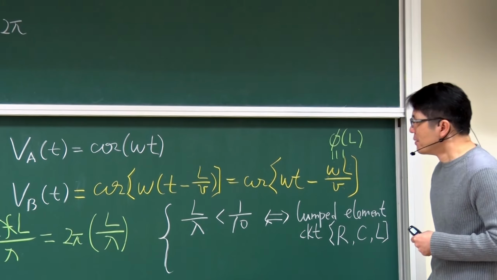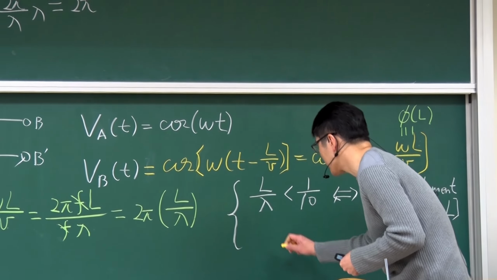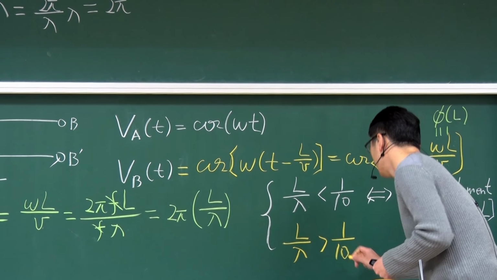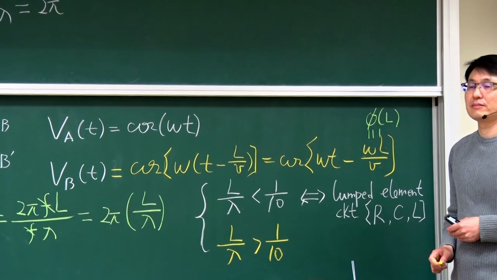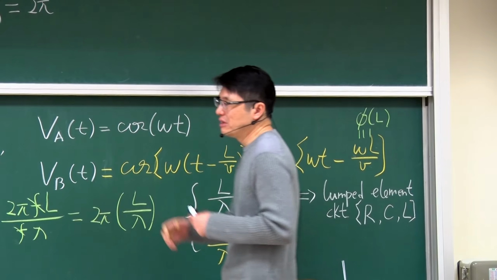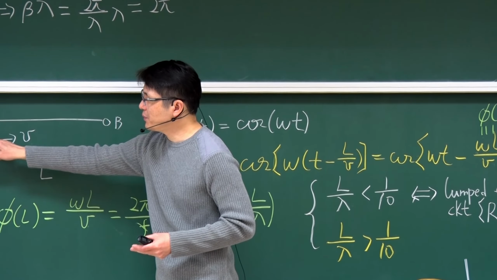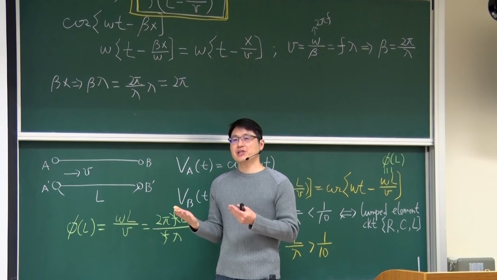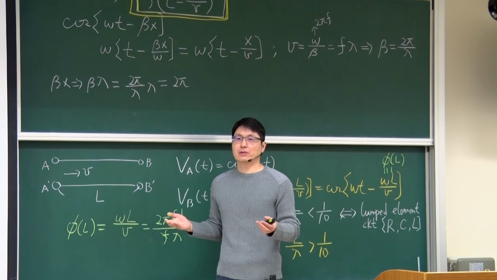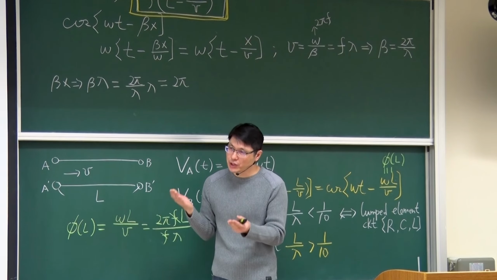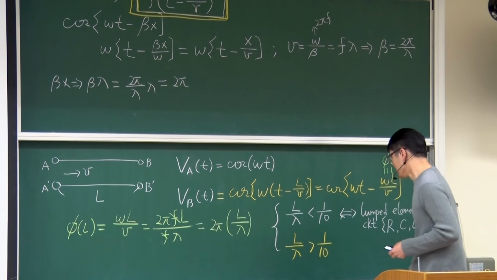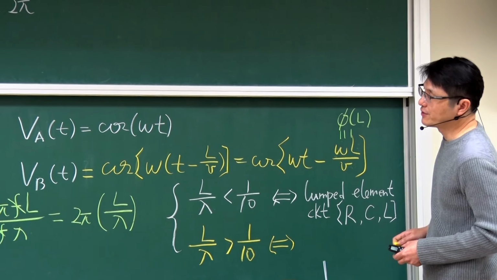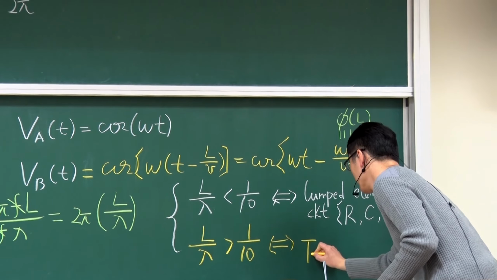Okay? But on the other hand, for the second situation, L divided by lambda is greater than 1 over 10. Then you have to worry, because it might be some case at a certain time you're sending in the maximum voltage, but after propagation, the phase accumulation is like pi over 2 or pi. It's negative, right? So you have a huge difference. So in this case, you need to view this delivery to wires as transmission lines.